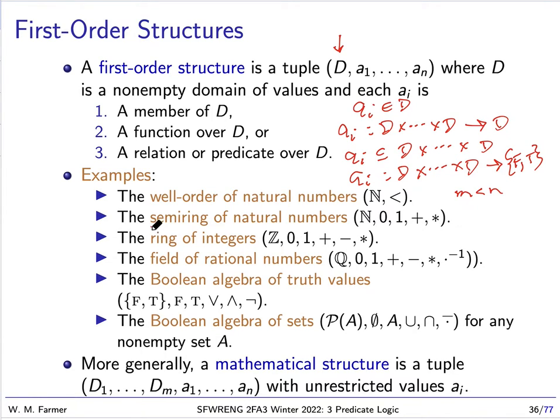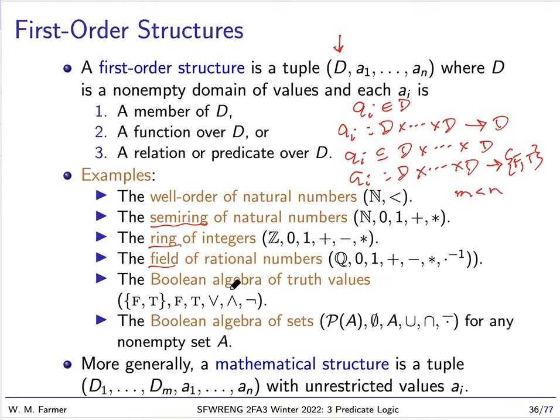By the way, these kinds of names, ring, semi-ring, and ring, field, these are different kinds of algebraic first-order structures. Algebraic structures in this case are first order. So a ring of integers is the integers with 0, 1, plus, negation, and times. The field of rational numbers is the rational numbers with 0, 1, plus, negation, times, and the inverse operation. And then I have two examples which are Boolean algebras. Boolean algebras are also algebraic first-order structures.